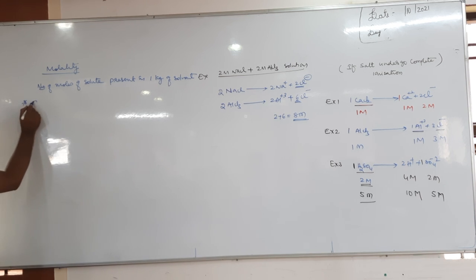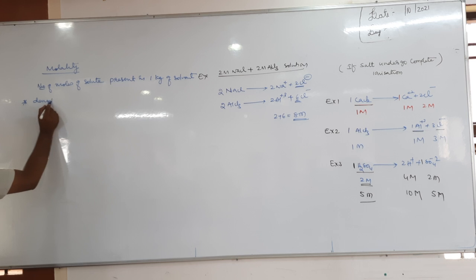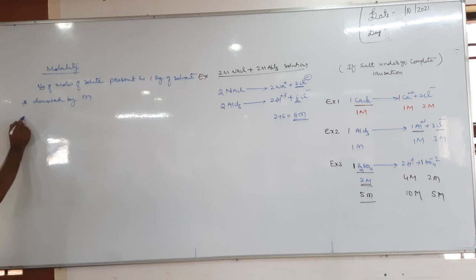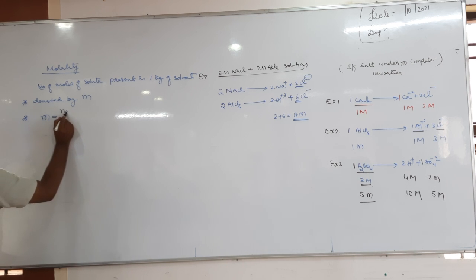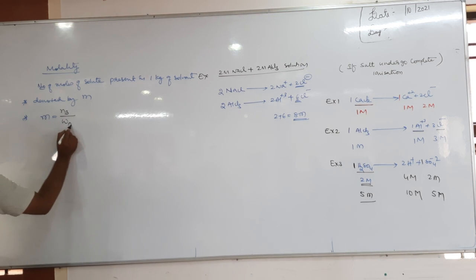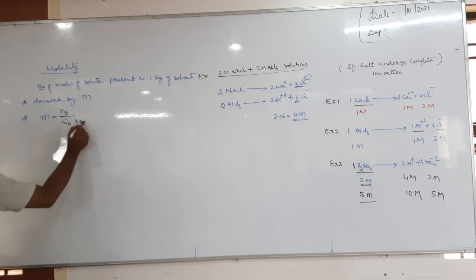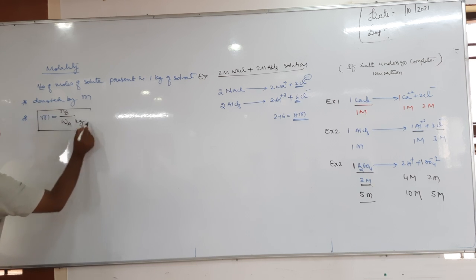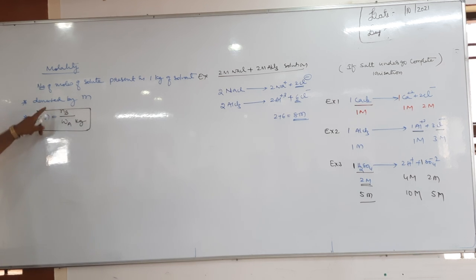It is denoted by small letter m. Next, what is the formula? Molality equals the number of moles of solute, Nb, present in 1 kg of solvent. So it is the mass of the solvent, A, and it should be in kilogram. Therefore, molality equals the number of moles of solute Nb divided by Wa in kilogram.